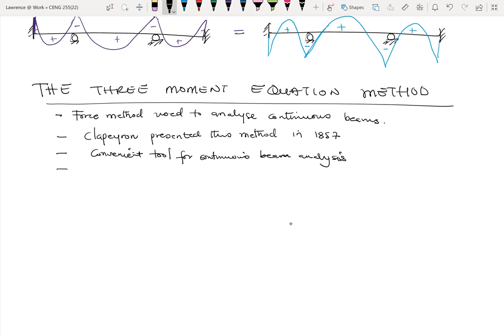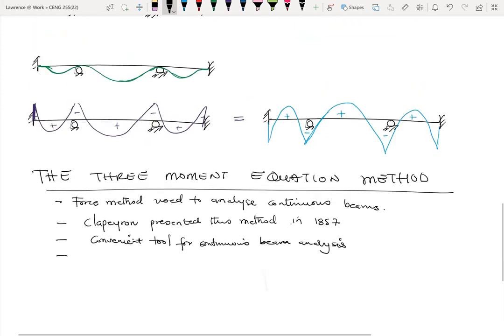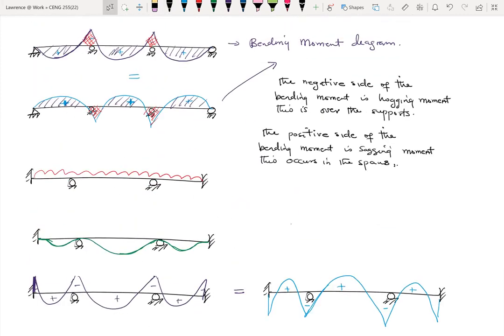Okay. We assume that the slope of the elastic curve, the curves we've been drawing. So this is the loading, and this is the elastic curve or the deflected shape.